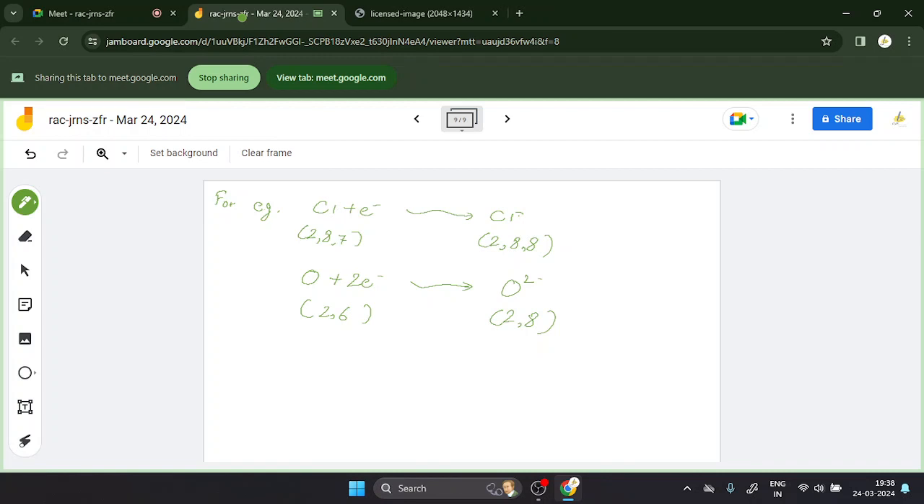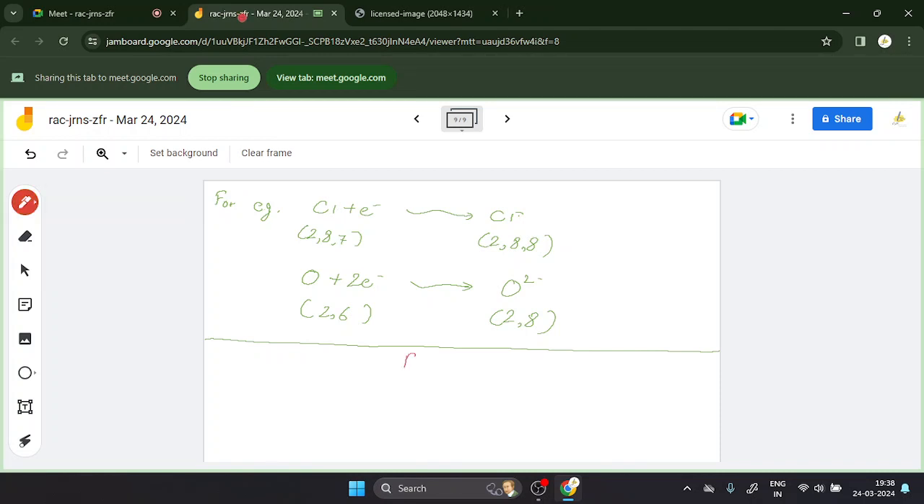Non-metallic character also depends upon the atomic size and the nuclear charge. So what will happen to the atomic size? The smaller the atomic size, the greater will be the nuclear pull, and the more will be the tendency to gain electrons. I am talking about the opposite of the metallic character. A non-metal is the opposite of a metal, so the properties will also become opposite.